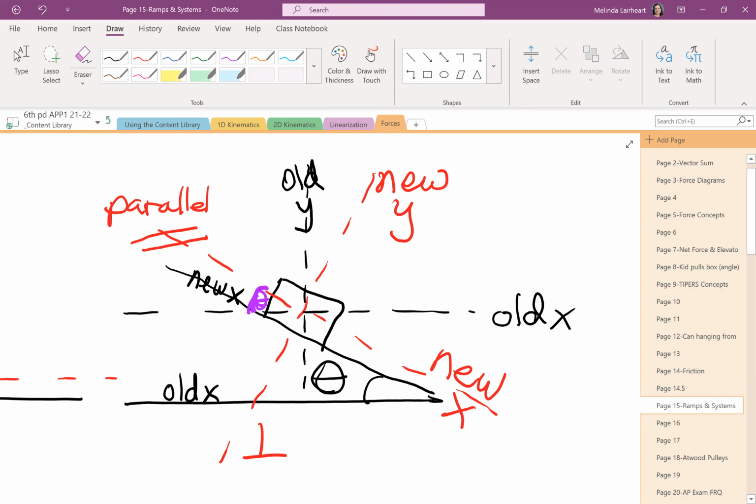But if that's theta, isn't old Y to new Y also theta? And then keep it going to the other side of the old X-axis to the new X-axis. That's theta. And then for the old vertical down below and the new vertical, here's your theta. Does everybody get that when your surface tilts, your whole axis tilts by the same amount?